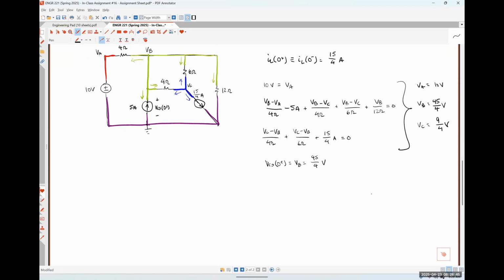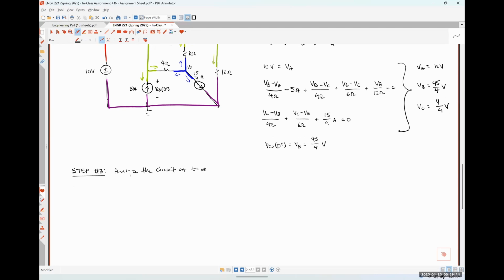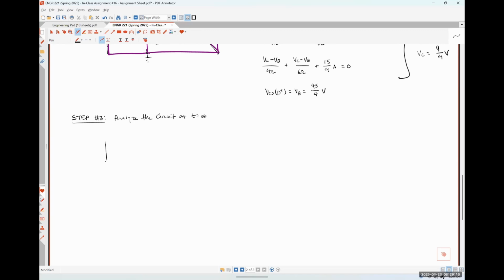So now let's look at step number 3. So we're going to analyze our circuit at t is equal to infinity. So at t is equal to infinity, as I mentioned earlier, our circuit is at DC steady state, which means we're going to simply replace our inductor with a short circuit. So this is the circuit that we should be working with.